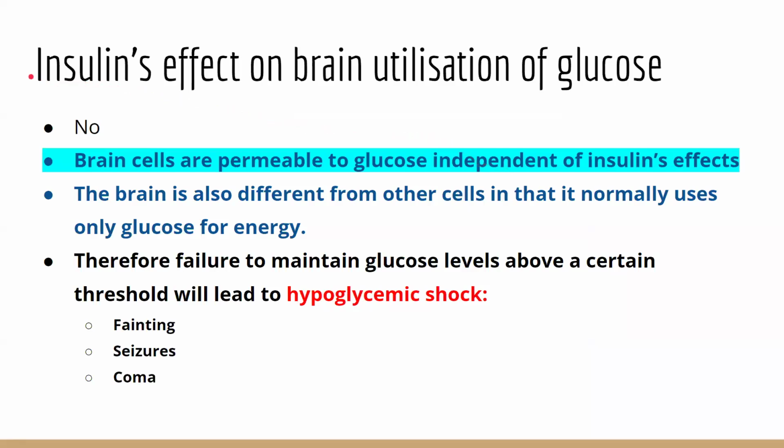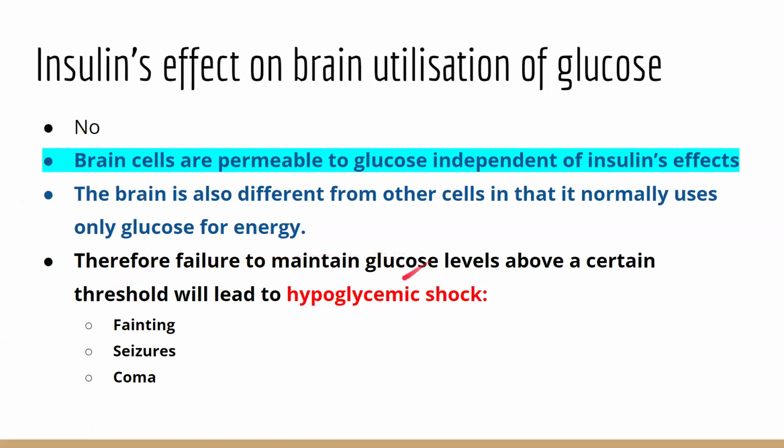Okay, so insulin's effect on brain utilization of glucose? No, it doesn't have an effect on the brain utilization of glucose. The brain is special in the way that it uses only glucose for energy, and that's why it's not limited by insulin in any way. So even if you have hyperinsulinemia, or a problem with production of insulin and you have hyperglycemia, your brain cells are permeable to glucose independent of insulin's effects. So this is a good thing, because that means diabetic patients don't have mental problems, basically.